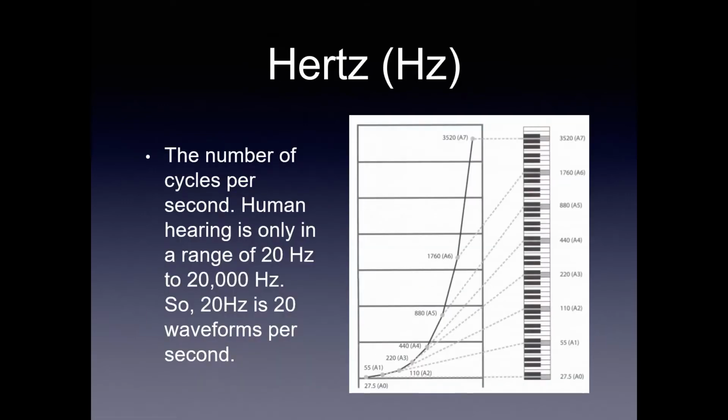So hertz is the number of cycles per second. Human hearing is only in a range of 20 hertz to 20 kilohertz. So 20 hertz is 20 waveforms per second. I used to have my classes listen to one of those audio tests. You can find one on YouTube, and you can test your hearing and figure out where your own personal hearing range comes in and ends based off of those different pitches.